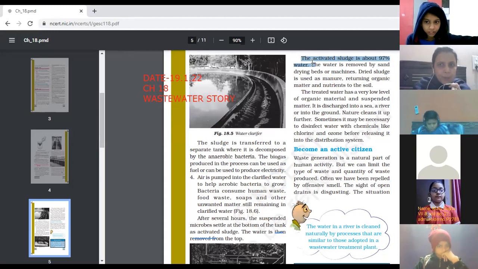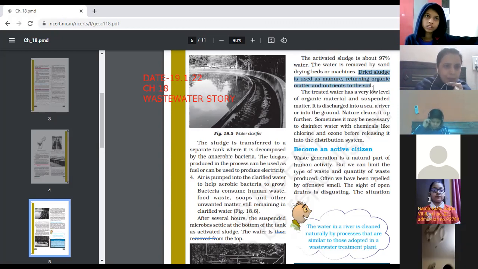Then water is removed by sand drying beds or machines. After that, one more use is there. Then how is the dried sludge used? Dried sludge is used as manure, returning organic matter and nutrients to the soil. Kindly mark it also. I'm giving you extra questions side by side, children. So what is the use of dried sludge? Use of dried sludge is, okay, I hope you had marked the use of dried sludge.